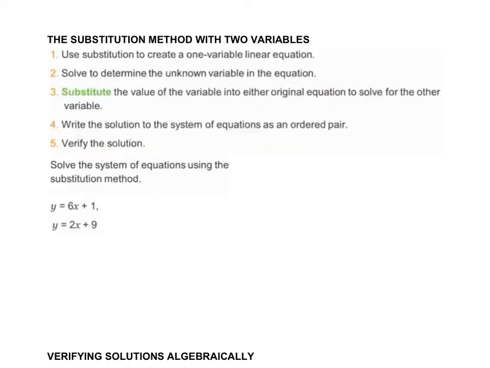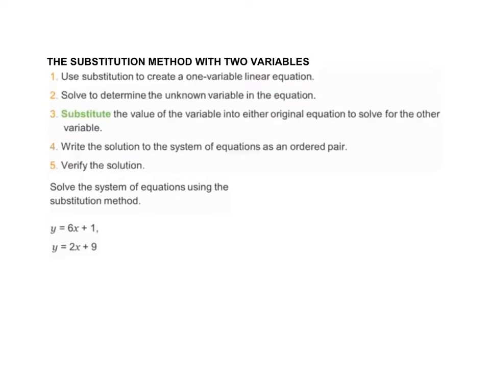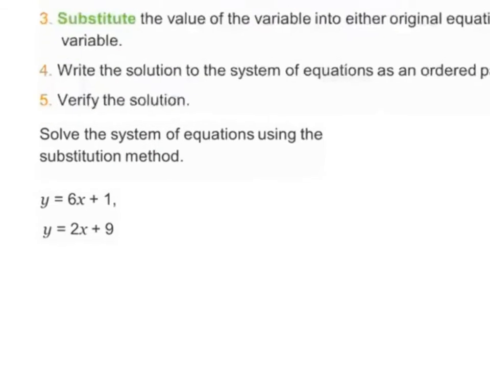On this one, we're dealing with the substitution method with two variables. In this, I have two linear equations, and I don't have one of the values already solved for. So what I'm going to do is, again, the same thing. Use substitution to create a one variable linear equation, solve to determine the unknown variable in that equation, and then substitute the value of the variable into either original equation to solve for the other variable, write my solution, and then verify the solution.